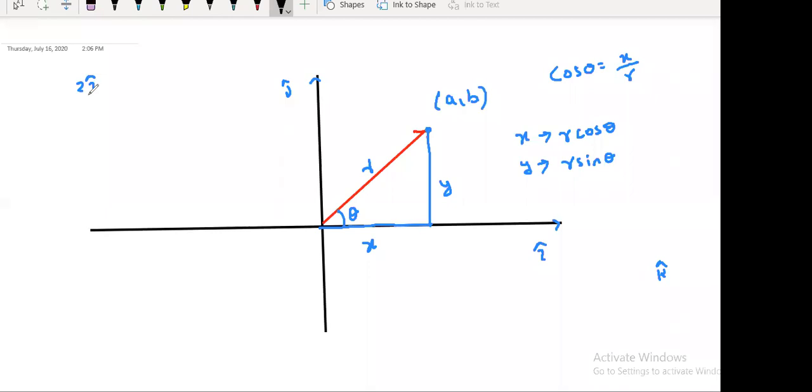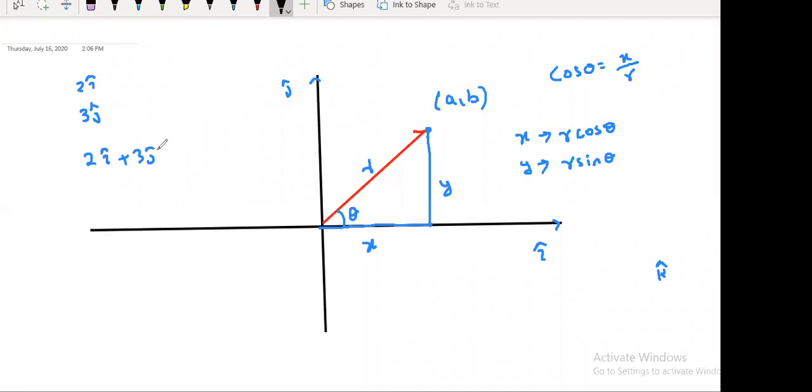Yes, very good. So it means 2 unit along x-axis. What's the meaning of 3j cap? Tell me. 3 in the y-axis. Very good. So what's the meaning of 2 i cap plus 3j cap? What is the meaning of this? Tell me. This represents point 2 comma 3.